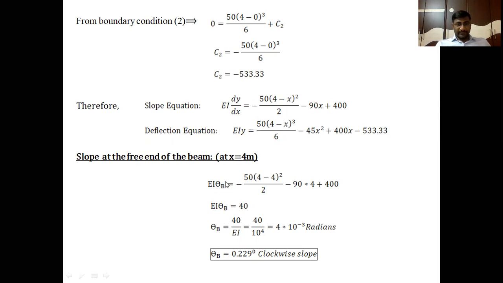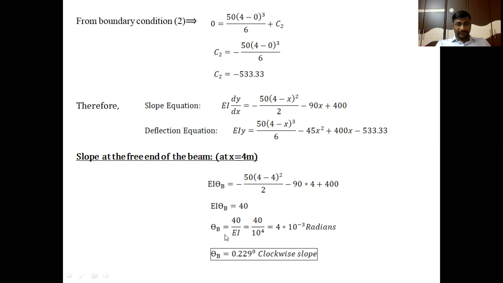Theta b means the b is the end point, if you substitute 4 meters at x place. So on the right hand side, minus 50 into (4 minus 4) whole square by 2, plus 90 into 4, plus 400. This term is 0, since 4 minus 4 is 0. Therefore, minus 90 into 4 plus 400, we will get 40 on the right hand side. So EI theta b equal to 40, theta b equal to 40 by EI, which is 40 by 10 to the power of 4.